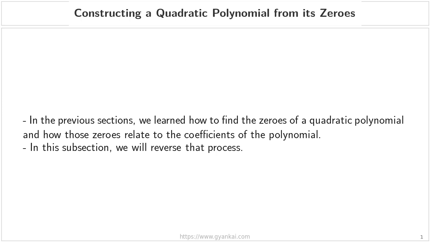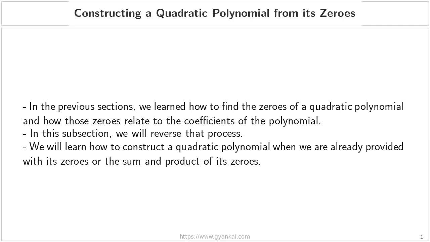Now, today, we are going to do something a little different. In this subsection, we are going to reverse that entire process. Instead of starting with a polynomial and searching for its zeros, we will learn how to work backwards. We will learn the method to construct a complete quadratic polynomial from scratch, provided that you are already given its zeros, or perhaps just the sum and the product of those zeros. Let's get started.